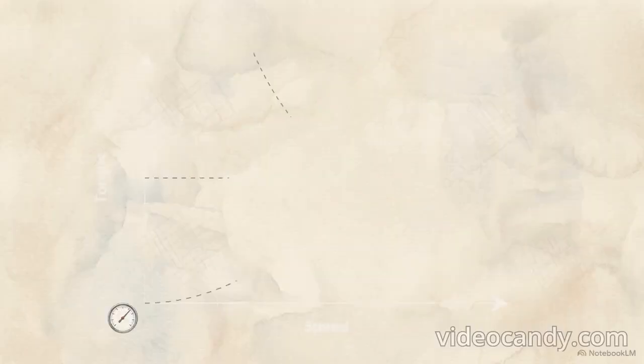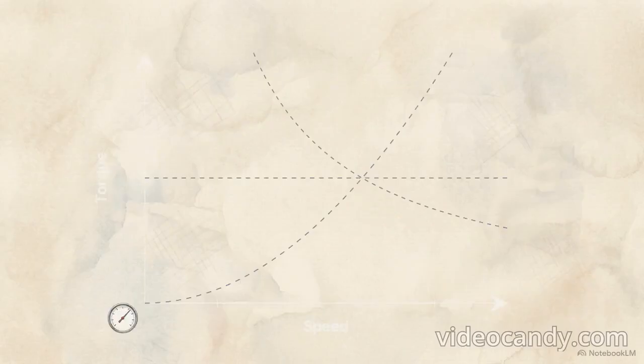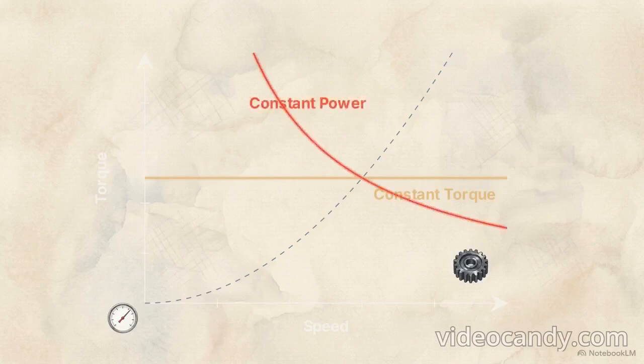To do this, engineers first map the physics of the load. Mechanical demands generally fall into three distinct profiles: constant torque, variable torque, and constant power. Look at the flat horizontal line. That represents a constant torque load, like a heavy hoist. Whether creeping forward or at maximum velocity, the required rotational force remains exactly the same.